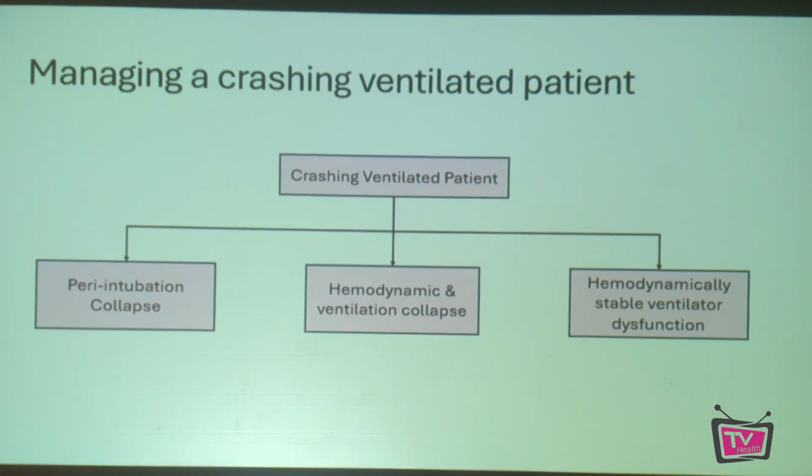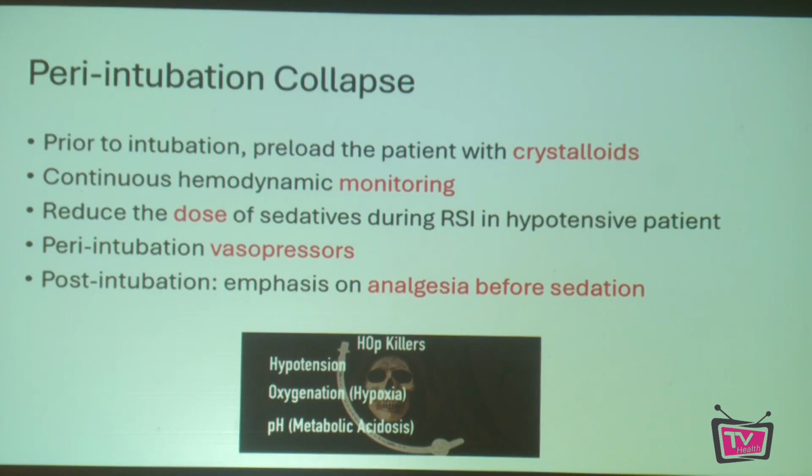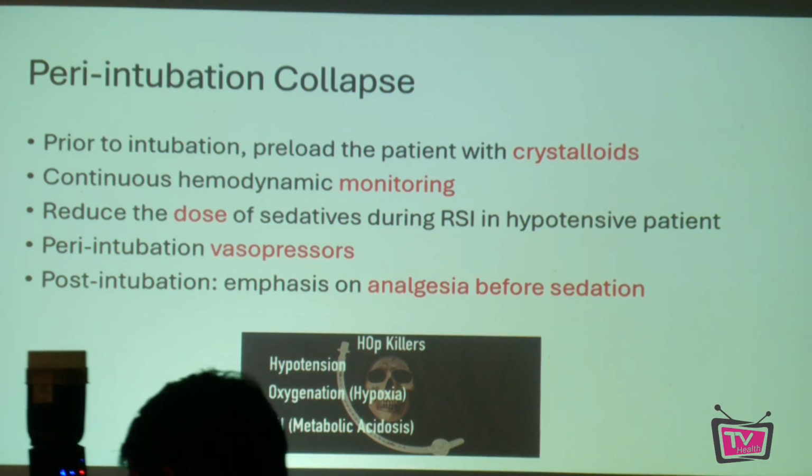So you see that in crashing ventilated patients, it can be due to peri-intubation collapse, or hemodynamic and ventilation collapse, or hemodynamically stable patients with ventilator dysfunction. Three scenarios can occur. But we are going to discuss two conditions. The patient suddenly becomes hypotensive, what do you do? So, how do you actually predict that these patients can collapse? That is the idea of peri-intubation collapse.